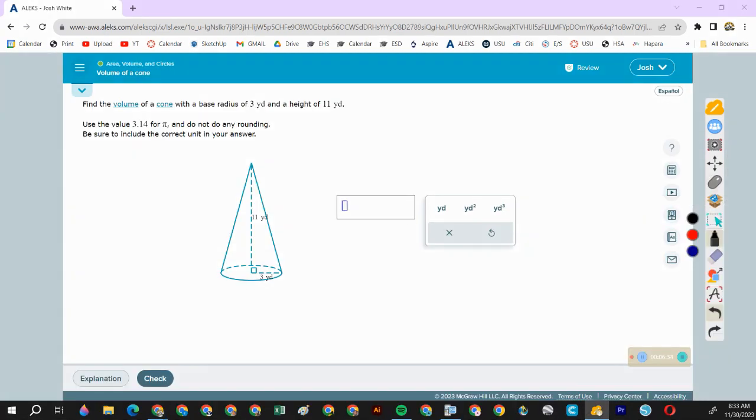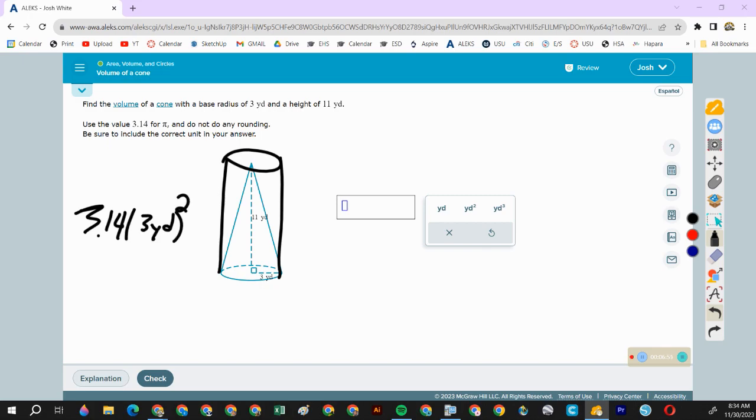Okay. Volume of a cone. So we pretend that it's a cylinder. So the area of the base is 3.14 times 3 yards squared. And then we multiply it by the height, 11 yards. And that's where my yards to the third comes from. And then the cone is simply 1/3 as large as all of that.